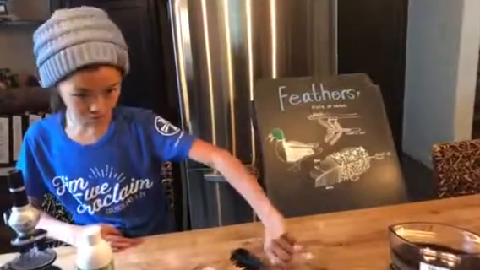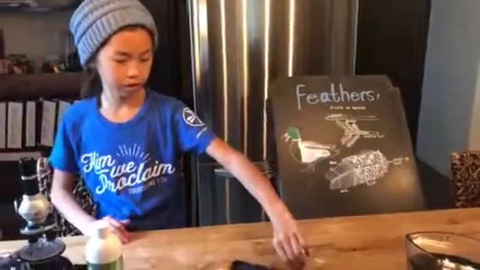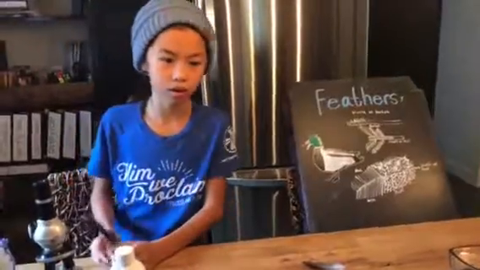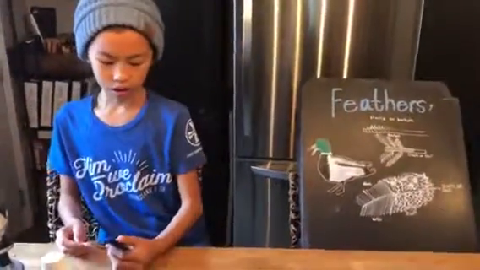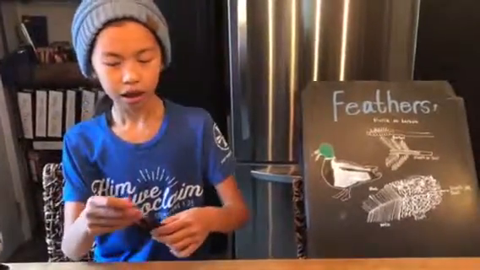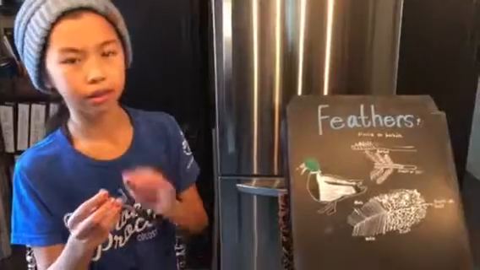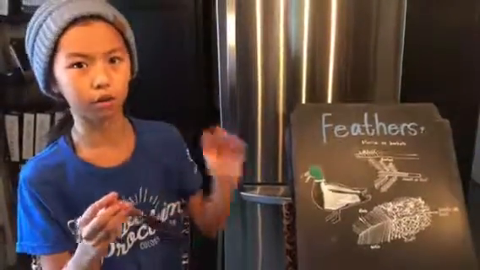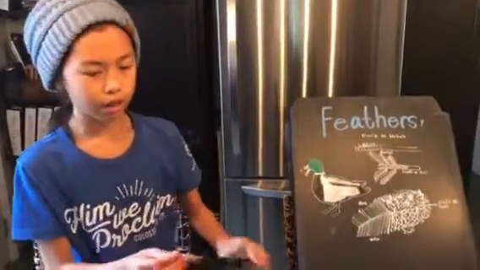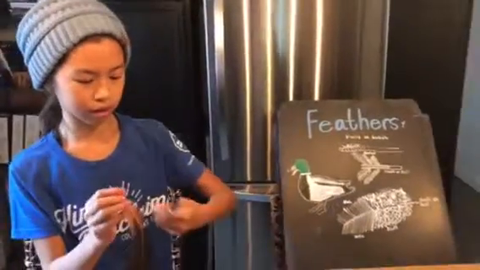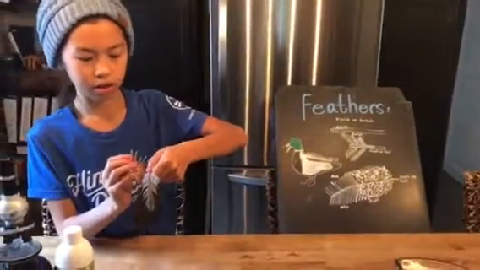Number 3, waterproofing. So there is oil on the feathers, and oil helps water go off of the feathers. They layer them down like this, sort of like shingles, and then they'll crouch down so their whole entire body stays nice and dry.